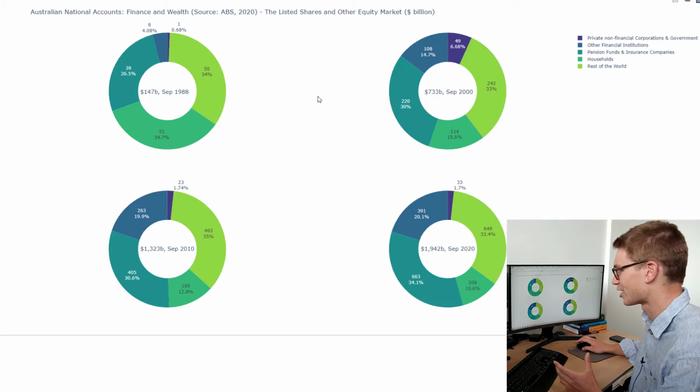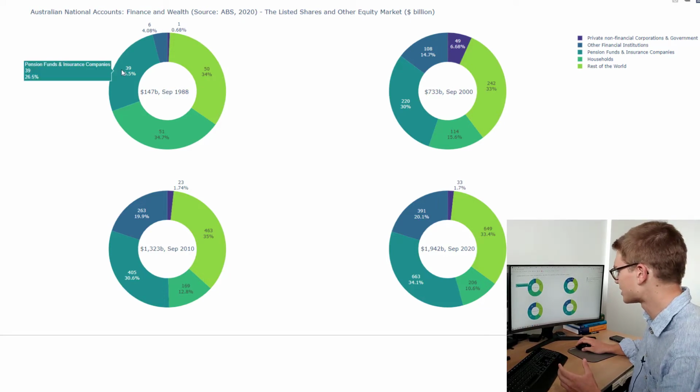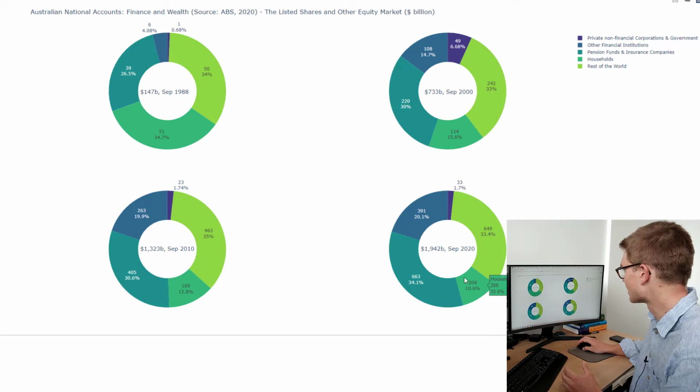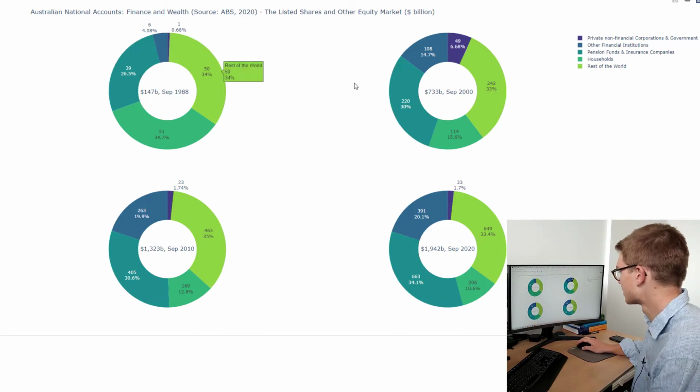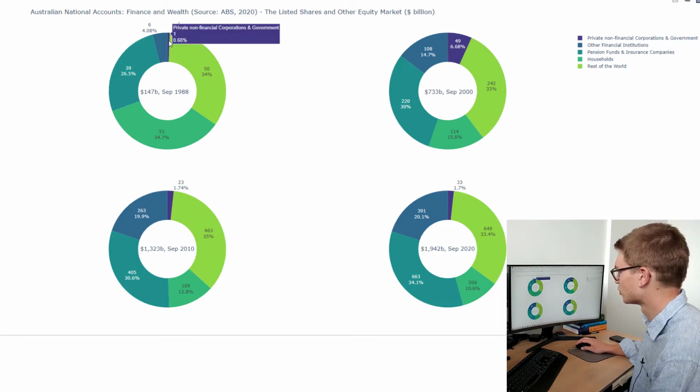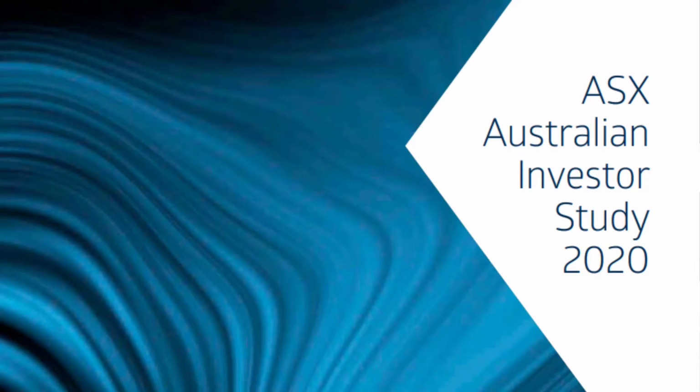Now, as you can see over time, the percentage of the household has actually decreased quite substantially. Whereas the pension funds and insurance companies have held about 30 to 34%. The rest of the world has held about 34 to 35%. And the small portion of other financial institutions and private non-financial corporations and government has increased.